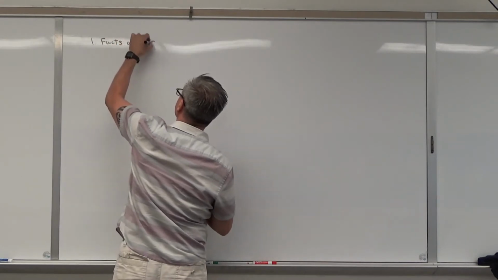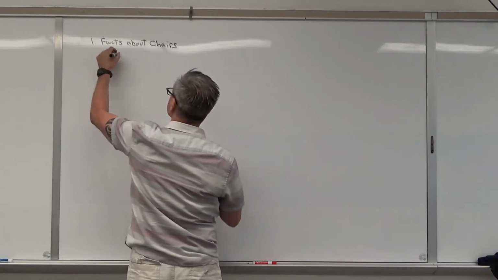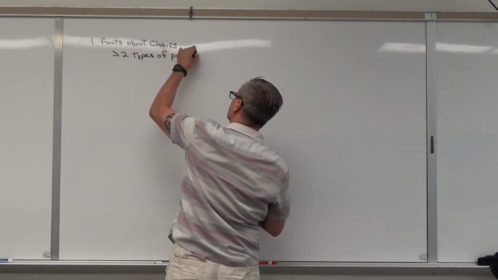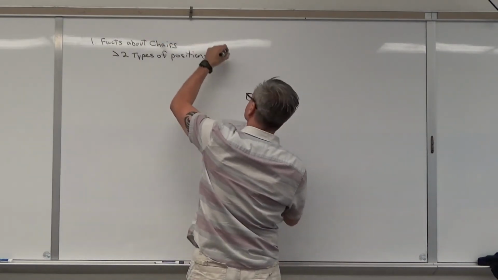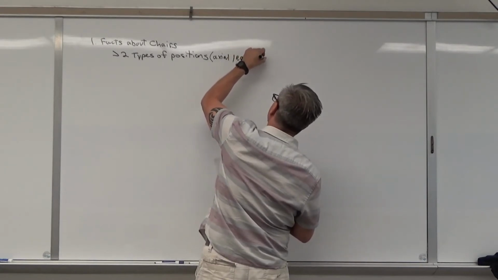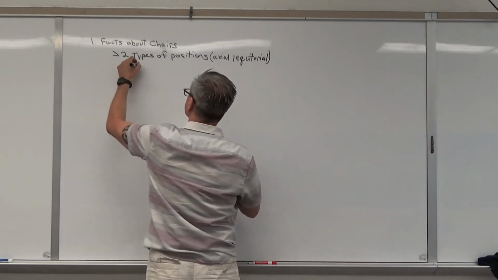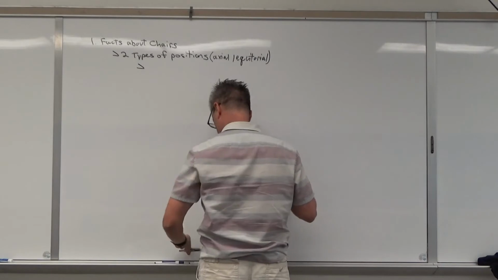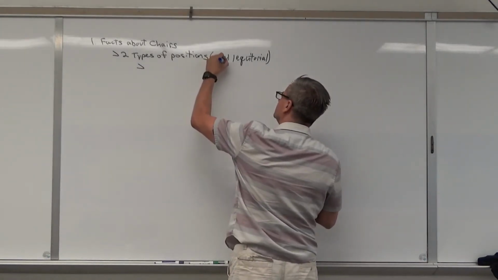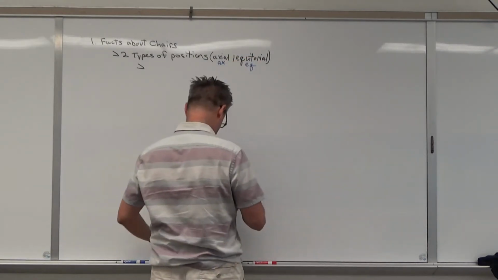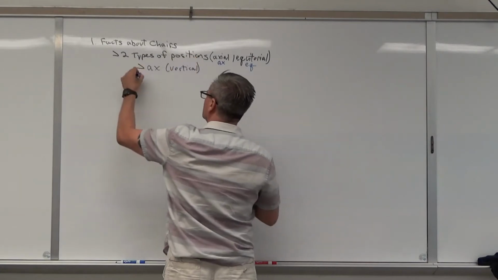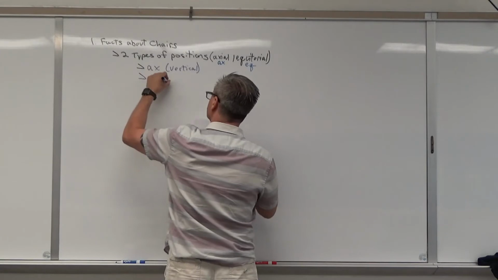Facts about chairs. Okay. There are two types of positions. Okay. Axial and equatorial. All right. And so from now on, as I did actually in that picture there, I'm going to abbreviate the axial as AX and the equatorial as EQ. Okay. All right, so axial is vertical. Okay. Equatorial is horizontal.